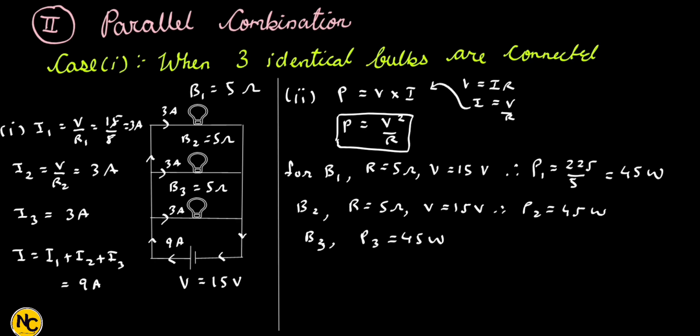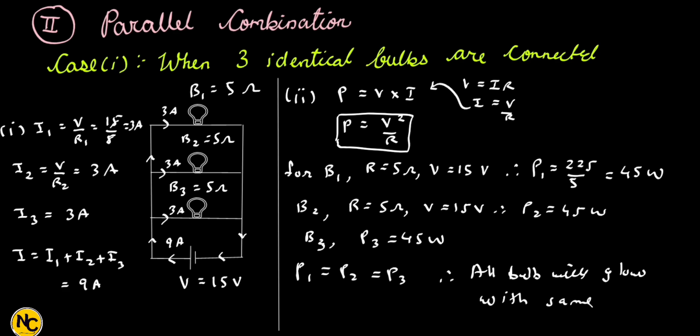Similarly, just same like bulb 1 and bulb 2. So here we can say in the parallel combination P1 is equal to P2 is equal to P3. Therefore, we can say all bulbs will glow with the same brightness.